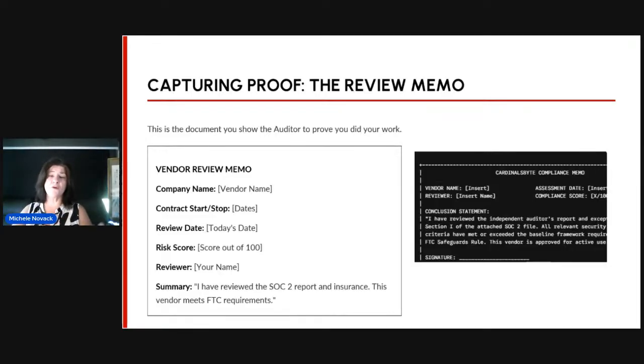And what they look for, again, is the analytical conclusion. You must state in writing that you reviewed the exception section of the vendor's audit documentation and determined their system errors do not compromise your firm's specific network perimeter. That is what this is all about. You are placing your hand down and saying, I have done my due diligence, I am responsible, and these are the steps that I took to protect my company.